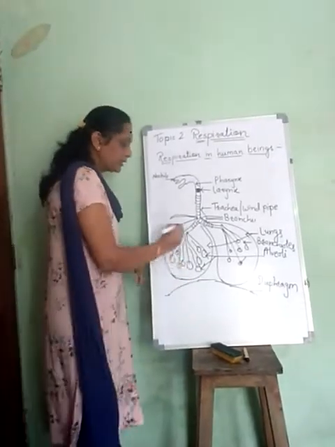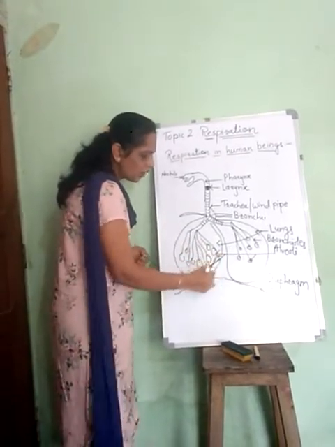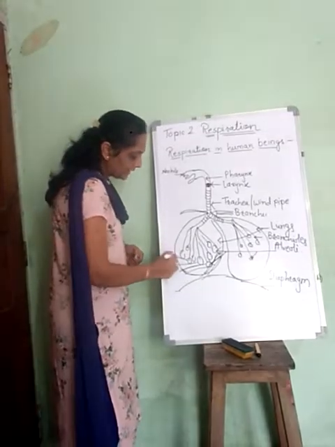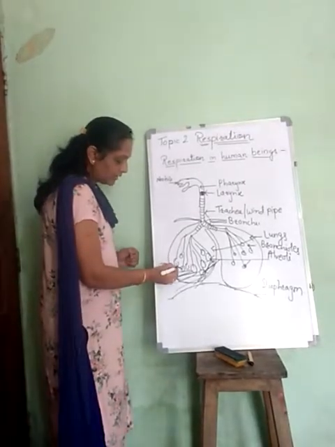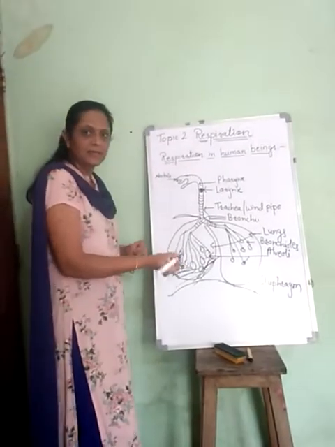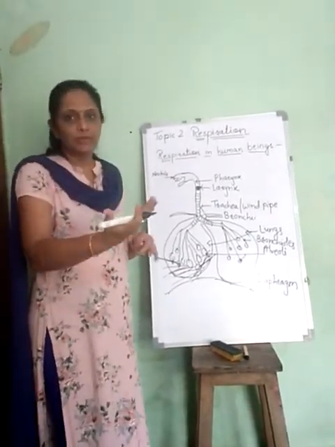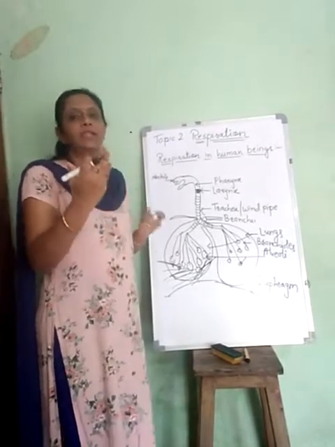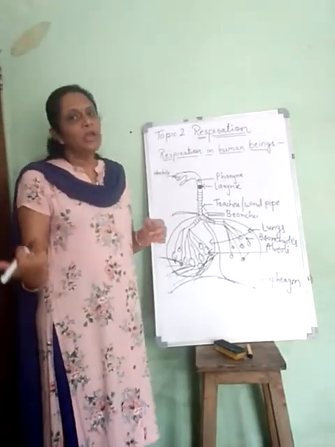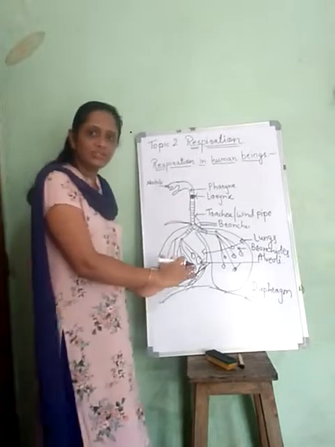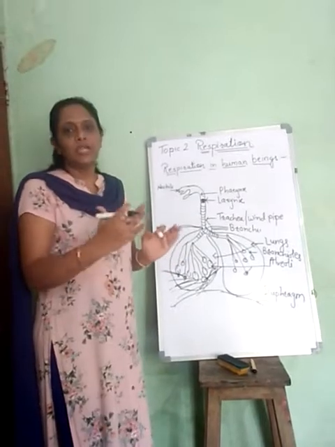So now the blood enters the lungs. These lungs are richly supplied with small blood capillaries, which are in direct contact with the alveoli, and here the exchange of gases takes place. The blood, which contains carbon dioxide, gives that carbon dioxide to the alveoli, and the air present in the alveoli gives oxygen to the blood. Now when oxygen is added to the blood, it is called oxygenated blood.